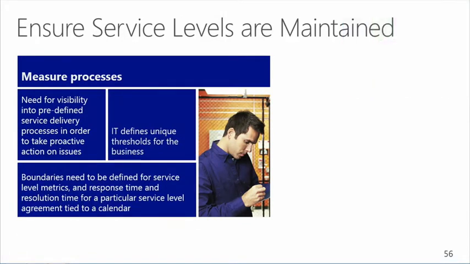So how are we going to do that, and what is being asked of us to be able to do this? We need visibility of those services that are being delivered, and we need a proactive approach to issues before they occur and impact the users negatively. We want to make sure that we define the thresholds correctly. What is the right mark?